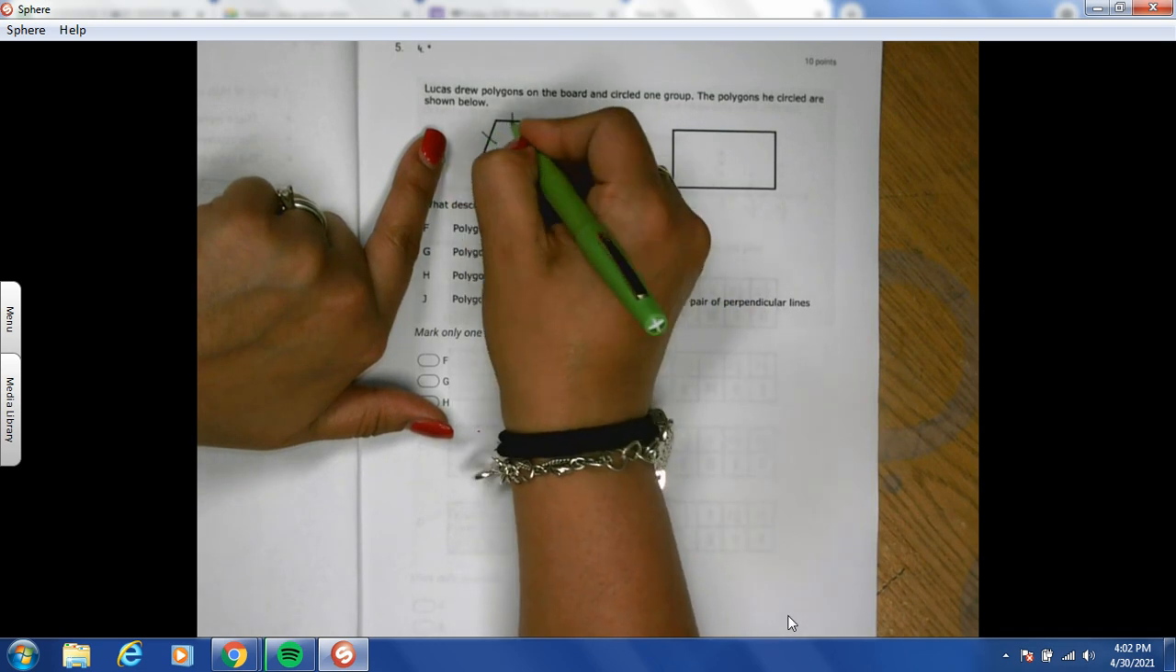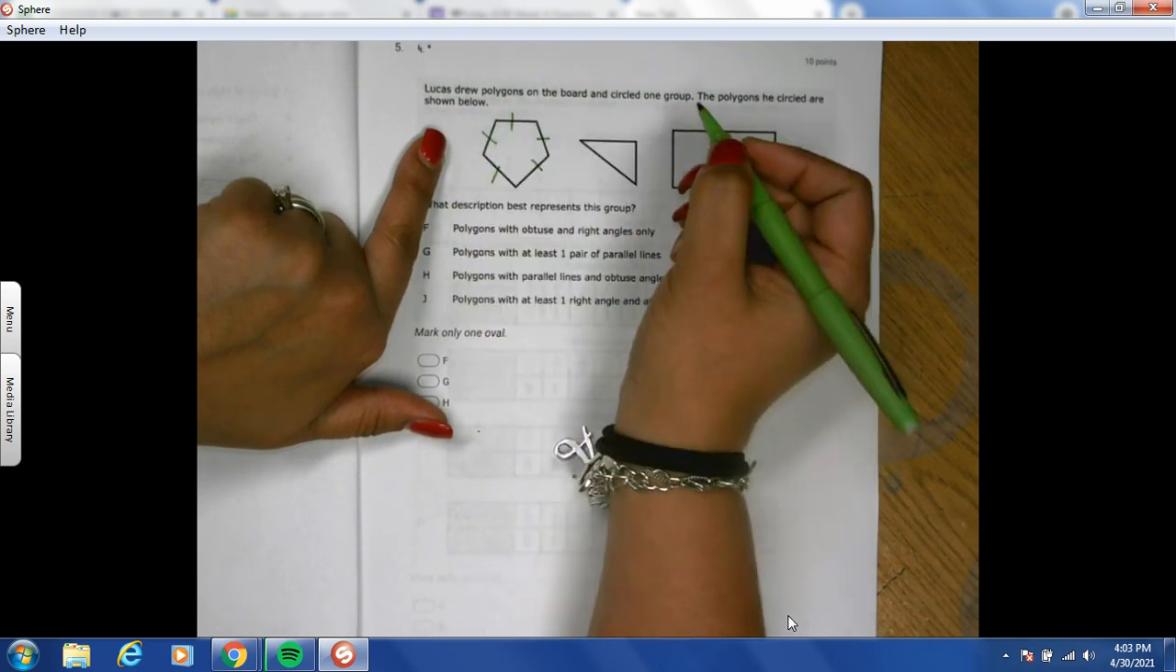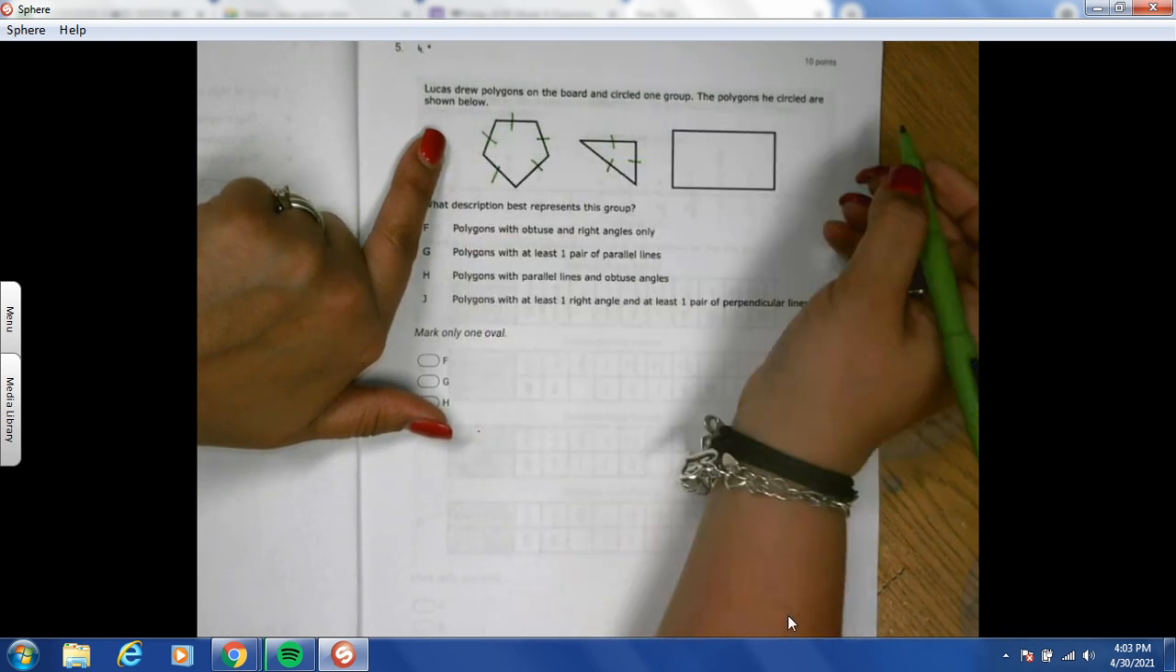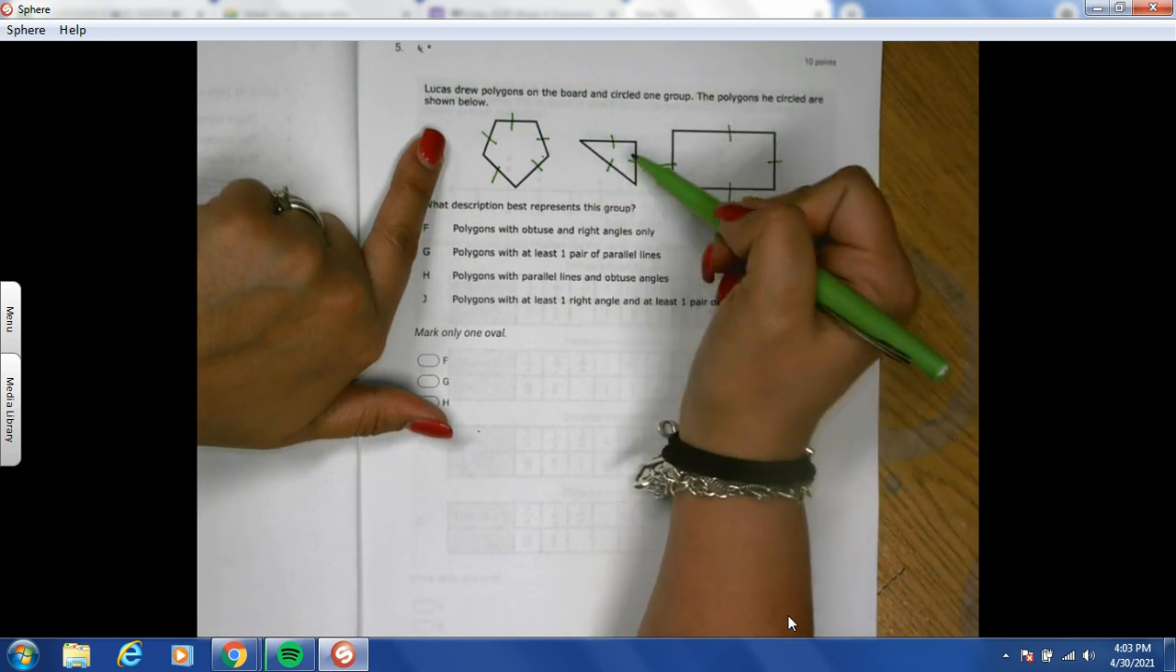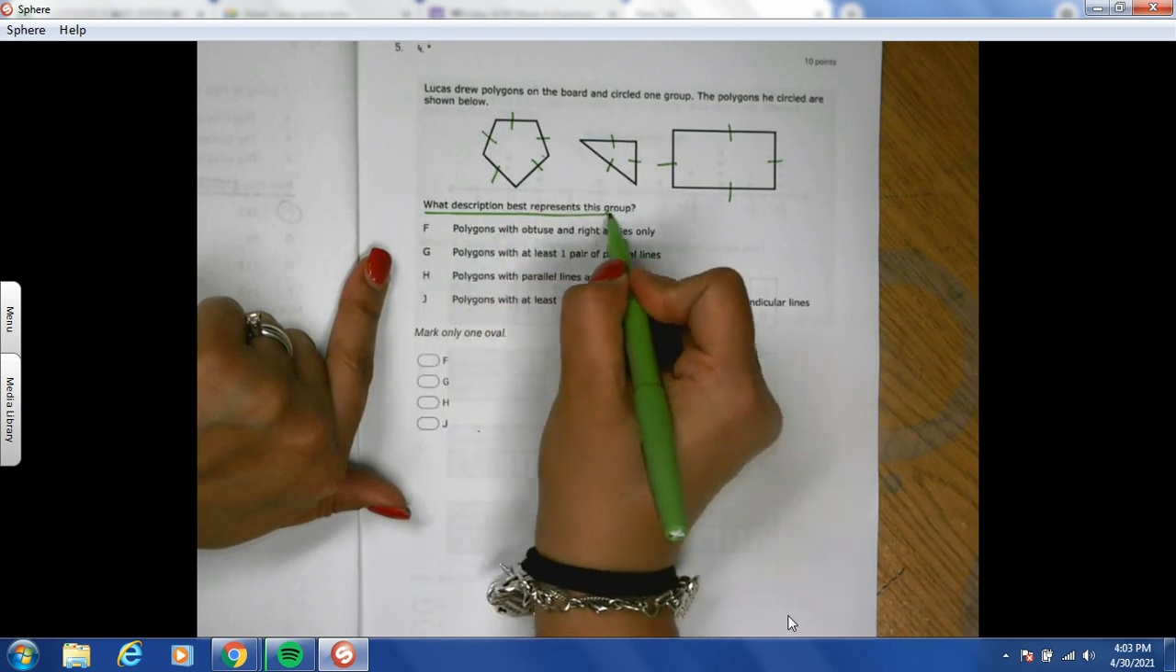So this is a pentagon, a triangle, and a rectangle. Un pentágono, triángulo, y un rectángulo. Which description best describes this group?